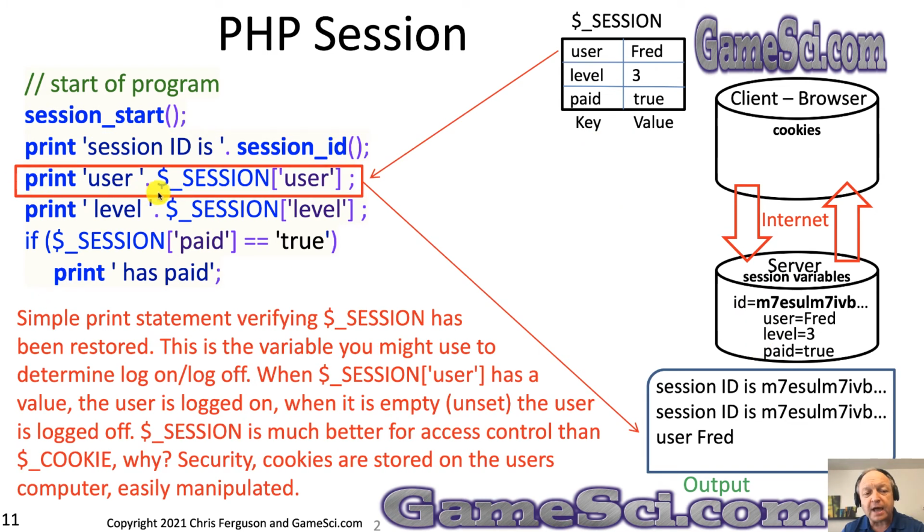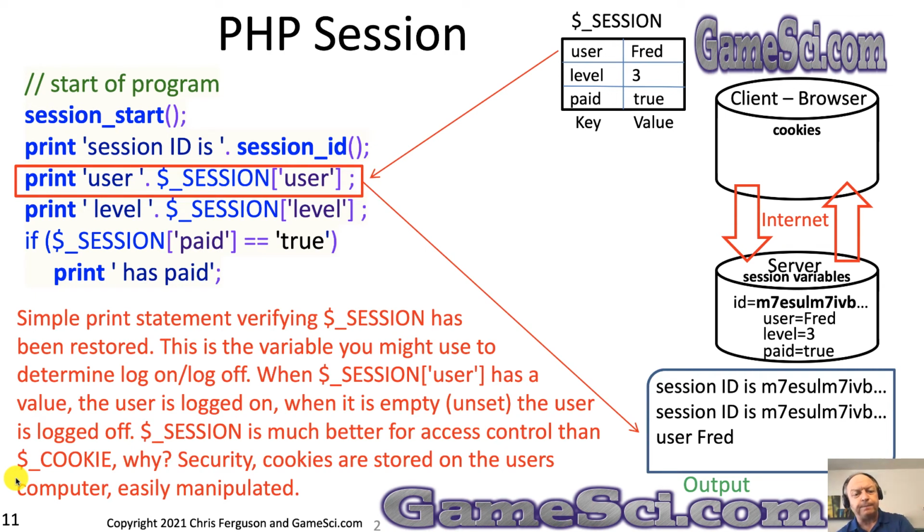Print user dot $_SESSION with the key of user. Simple print statement verifying $_SESSION has been restored. This is the variable you might use to determine log on or log off. When $_SESSION user has a value, the user is logged on. When it's empty or unset, the user is logged off. The $_SESSION is much better for access control than $_COOKIE.